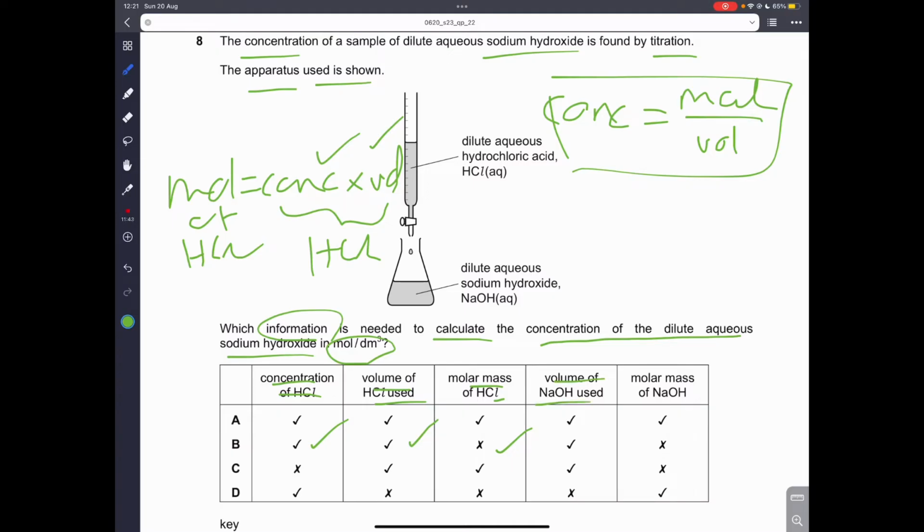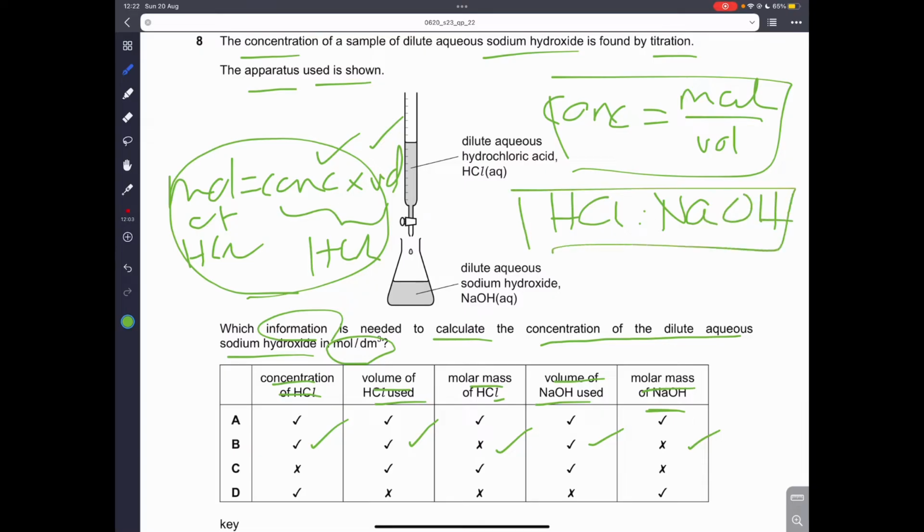The volume of sodium hydroxide used, we need to know as well. We do not need the molar mass of sodium hydroxide because remember, if we find the mole of hydrochloric acid, we can just put a mole ratio with this. We can set up a mole ratio of stoichiometry with sodium hydroxide, and then we can find the moles of sodium hydroxide, and we already know the volume, so we can easily find the concentration of the unknown, which is sodium hydroxide. So therefore B is a reasonable answer. Remember, in titration you do not need to find the molar mass of the substance.